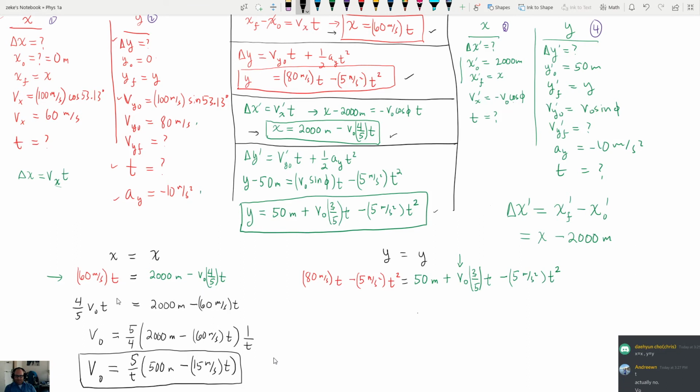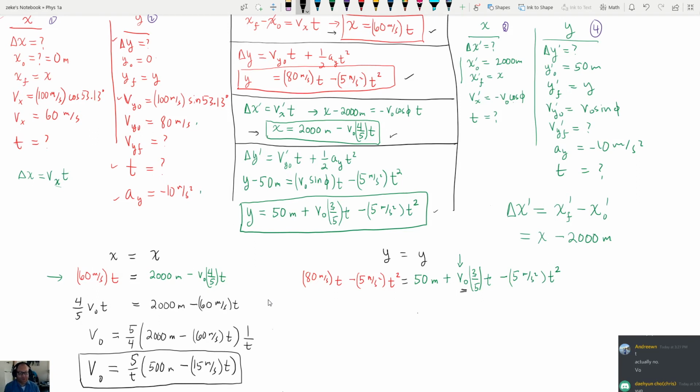Let's go through each step just to check. We subtracted 60, it became negative. We added this one, it became positive. And then we multiplied by 5 over 4 to eliminate this. It shows up over here. We divided by t. And then we multiplied through by 1/4. 2,000 over 4 is 500. 60 over 4 is 15. Yeah, looks good. So now we got to plug it in for V0 right here. And it might look like that could get really messy, but it's actually going to simplify quite a bit.